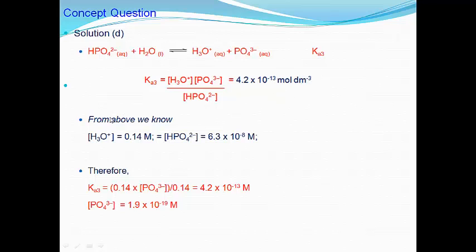Now, we know that the concentration of H3O plus is equal to 0.14. This is from the previous calculations, and also from part C, the concentration of HPO4 2 minus is equal to 6.3 times 10 to the minus 8 molar. And therefore, if we insert our values, it turns out that the concentration of PO4 3 minus is equal to 1.9 times 10 to the minus 19 moles per dm cube. Again, look at that, it's extremely small.